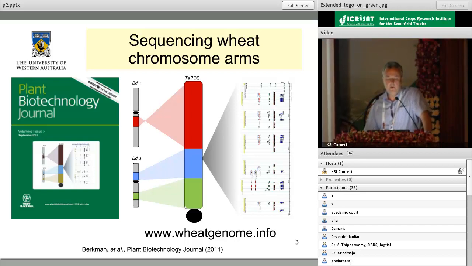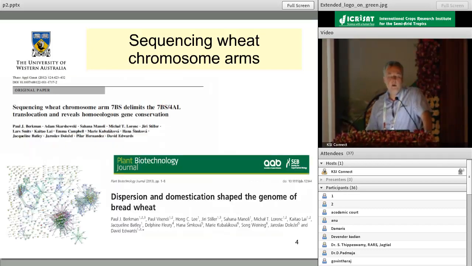We then went on to sequence the chromosome arm 7BS, and we managed to show that there was a translocation between 7BS and 4AL. The translocation had been shown previously genetically, but we managed to show that translocation and narrow it down to 3 or 4 genes in terms of distance. These genes were absent from both regions. We managed to really get fine resolution mapping of this translocation.